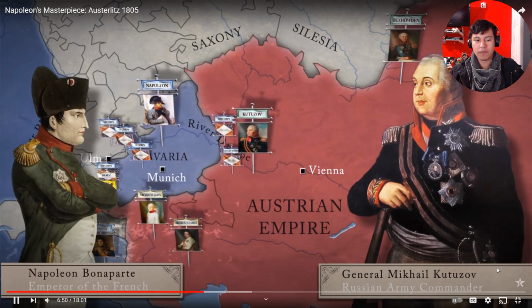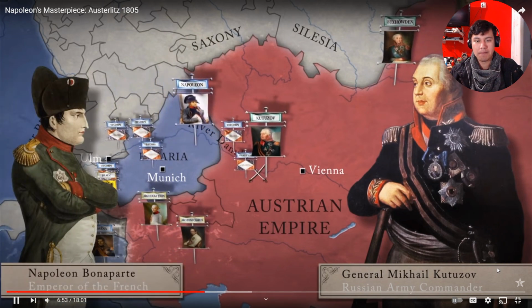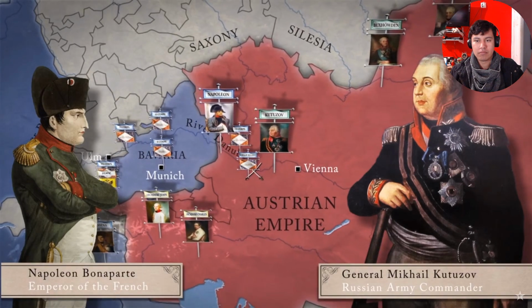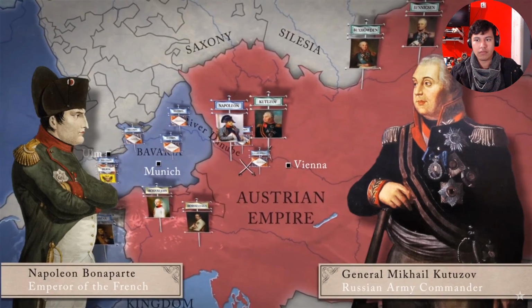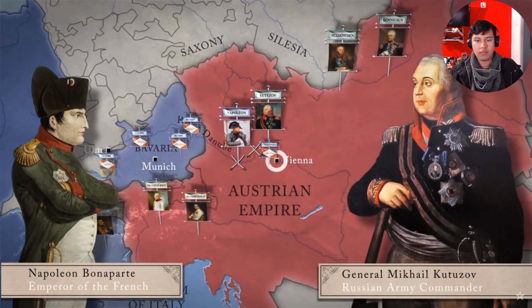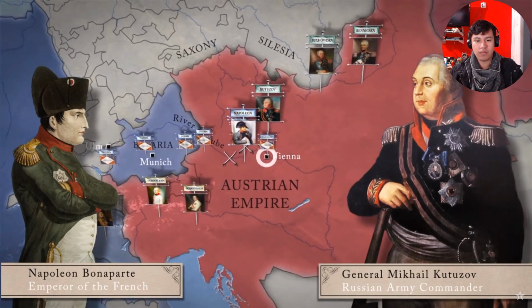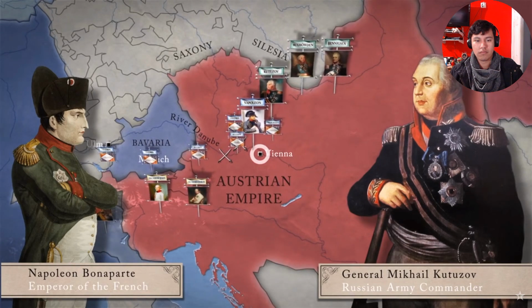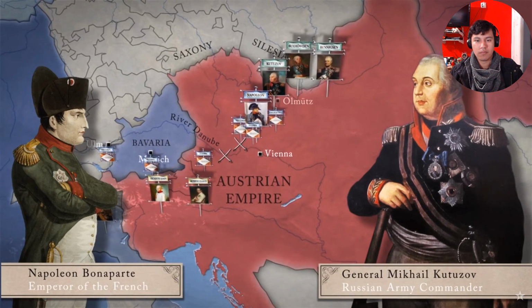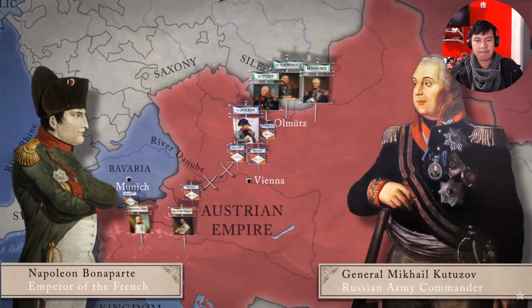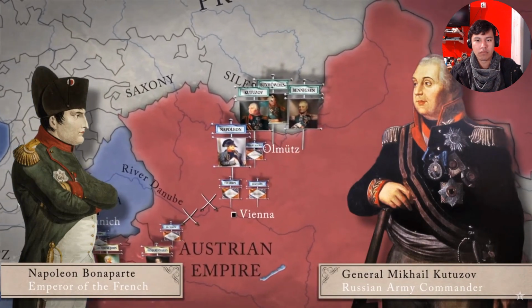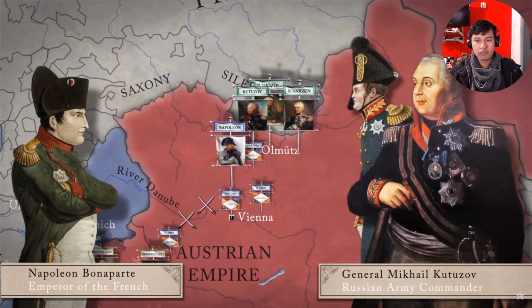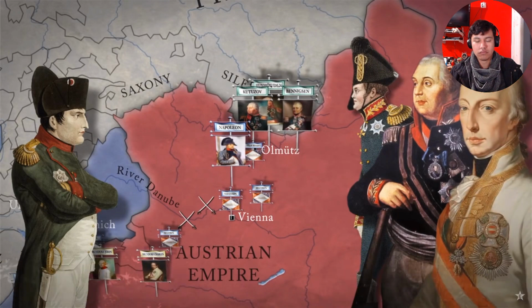Napoleon pursued. The Russians fought several sharp rearguard actions, but could not save the Austrian capital, Vienna, which the French occupied on the 12th of October. Kutuzov slipped away to Olmütz in today's Czech Republic, where he was joined by reinforcements, as well as Emperor Alexander of Russia and Emperor Francis of Austria in person.